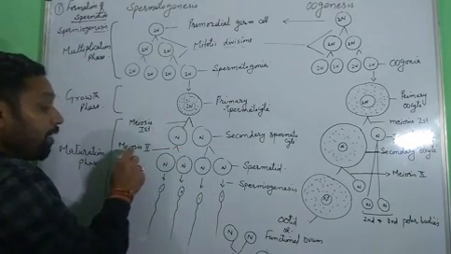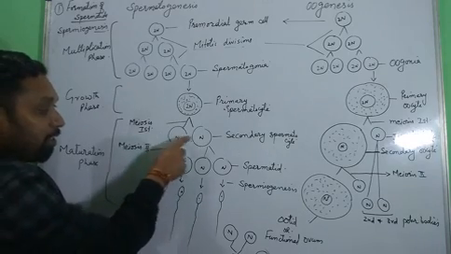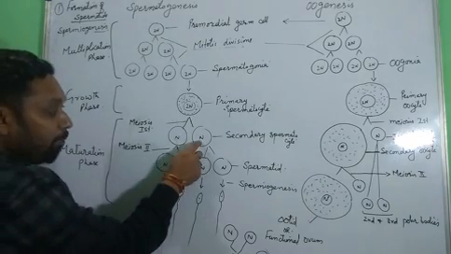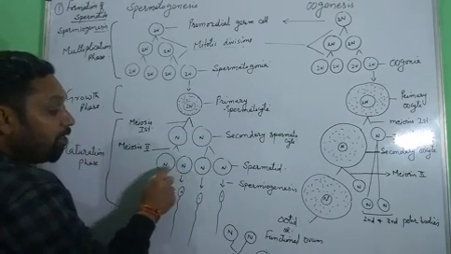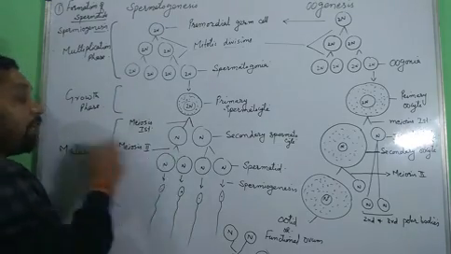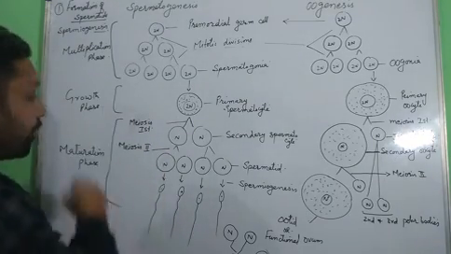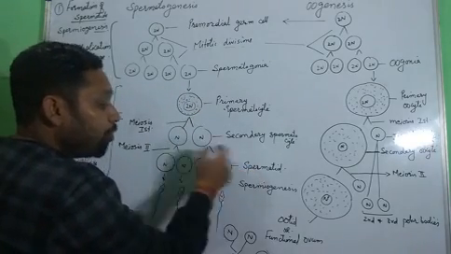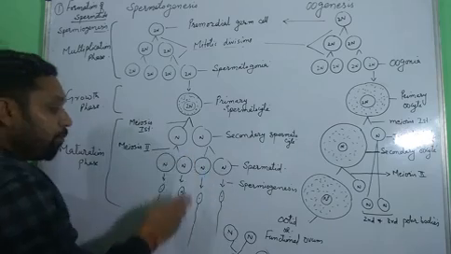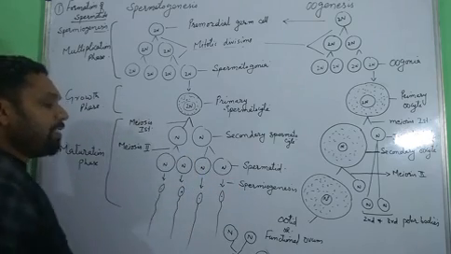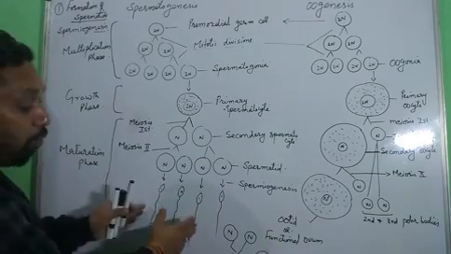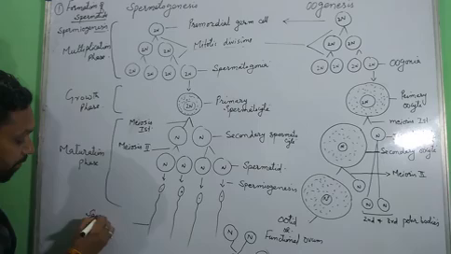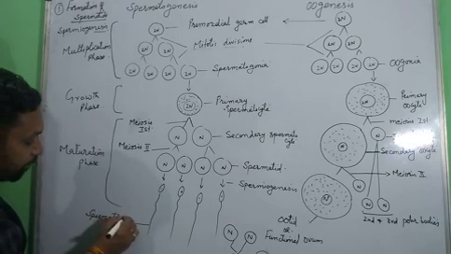This division is equational division, as the chromosome number remains the same. The parental cell is haploid and the daughter cells are also haploid. Now at the end of this maturation phase, one primary spermatocyte produces 4 spermatids. These spermatids undergo the process of spermiogenesis to form functional sperms. These spermatozoa are the functional sperms.